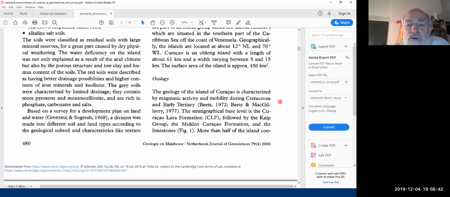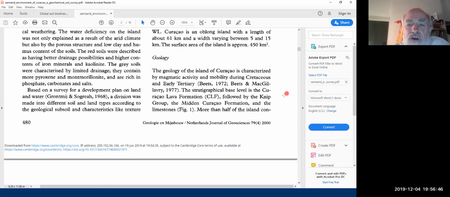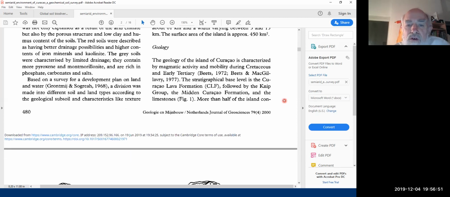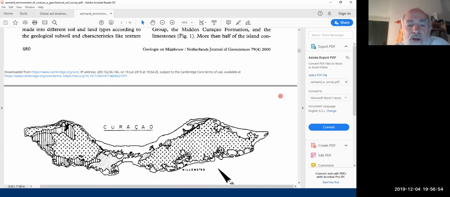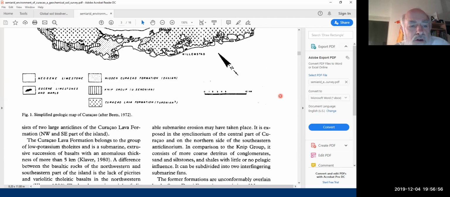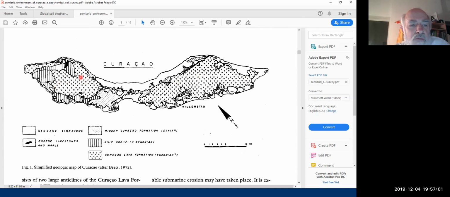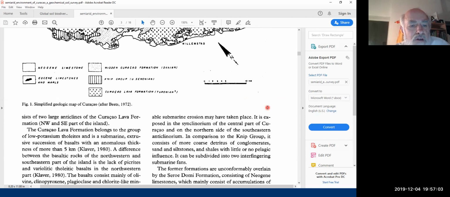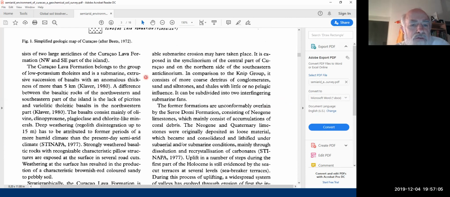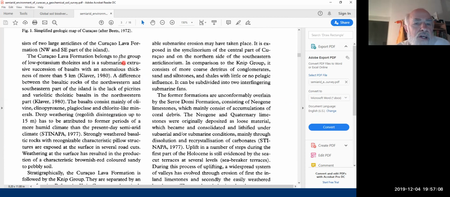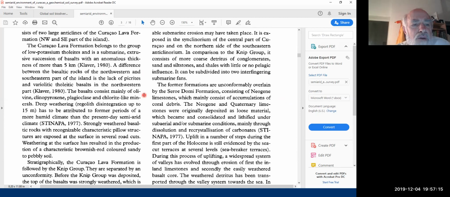All right, so Cretaceous, so it was moving around, you know, 60, 70 million years ago. And then here's that map which you've seen. Two large parts of the Curaçao lava formation, the west and the east. Then there's a bunch of technical things about it being a submarine extrusive succession of basalts. So that means it was an undersea eruption.